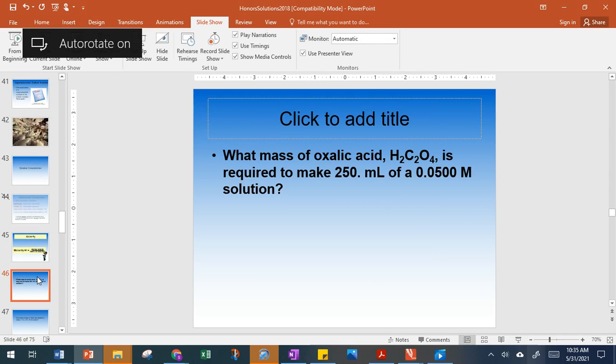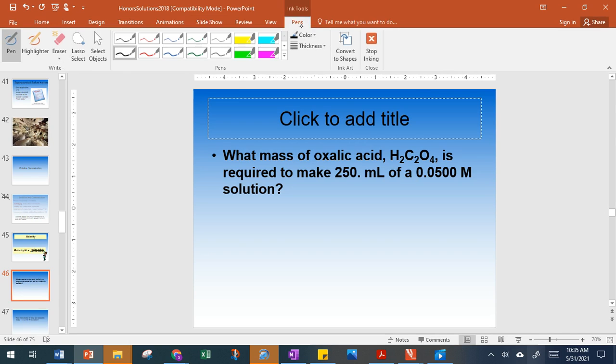Here, we're asked to find the mass of oxalic acid that's required to make 250 milliliters of a 0.0500 molar solution. Like I said, sometimes this is called molar, just so if you see that, you know what they're talking about. Okay, so we have our equation. Molarity is equal to moles of solute over liters of solution.